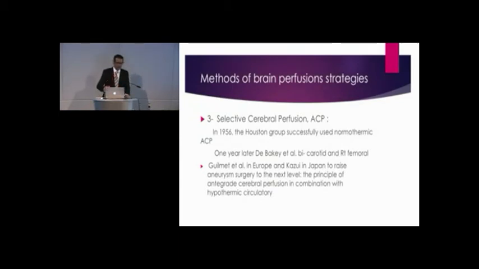One year later, DeBakey also used it for a mycotic aneurysm in the ascending and proximal arch, but he cannulated directly both carotid and right femoral. This was abandoned because the stroke rate was high, as a lot of manipulation of the head vessels caused a lot of stroke. So it took some time until Griepp from Europe and Kazui from Japan found the principle, and they put antegrade cerebral perfusion with deep hypothermic circulatory arrest for aortic surgery.